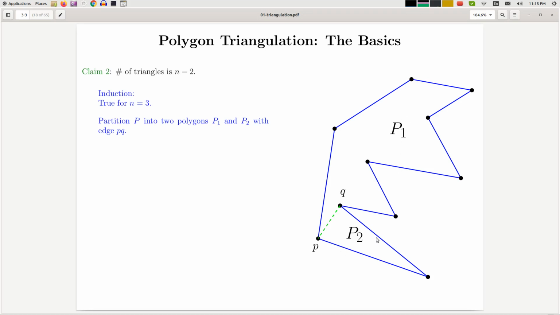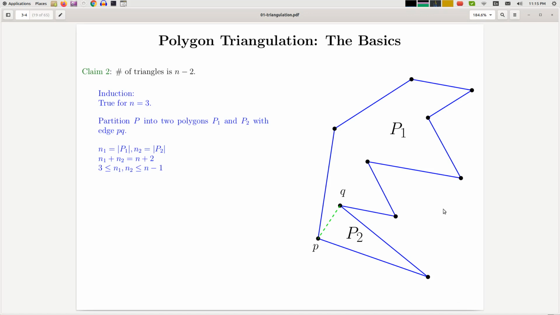By induction, both P1 and P2 are smaller than polygon P, and the reason is that they will have at least one fewer vertex. So in particular, if P2 is a triangle, it means that P1 will have one fewer vertex. It means that this vertex is not part of P1.